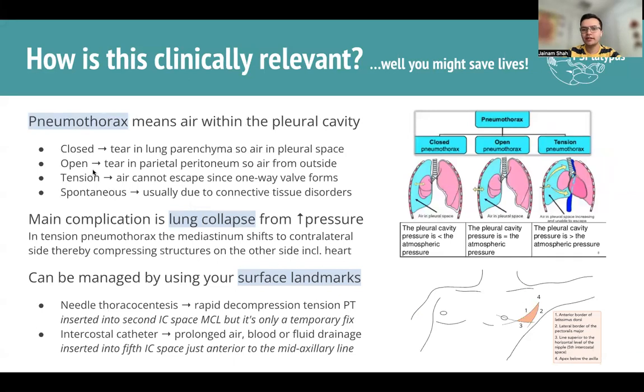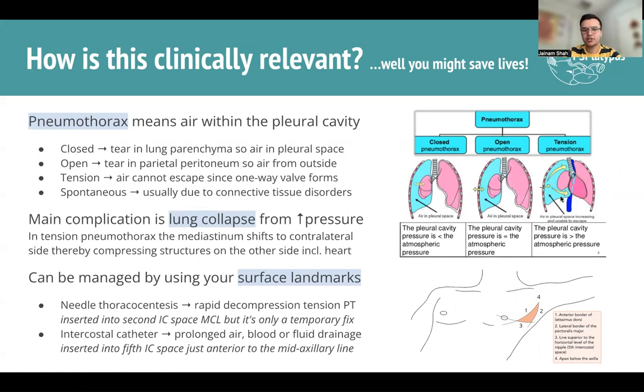Tension pneumothorax is a really concerning one. It's the same as an open pneumothorax, but in an open pneumothorax, you can have air going both ways. So at some point, you will have some sort of equilibrium where things stop. But with tension pneumothorax, you have some sort of flap or one-way valve occurring. So air can only go in and it cannot escape. In that sense, you won't have an equilibrium and air will just keep coming in as much as it can. Why is that bad?